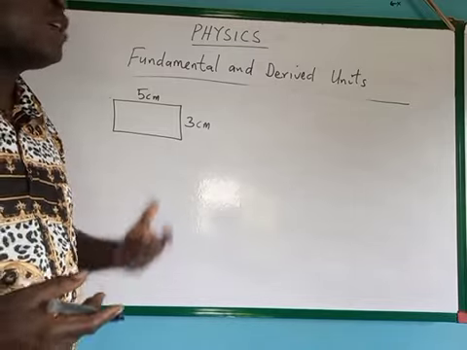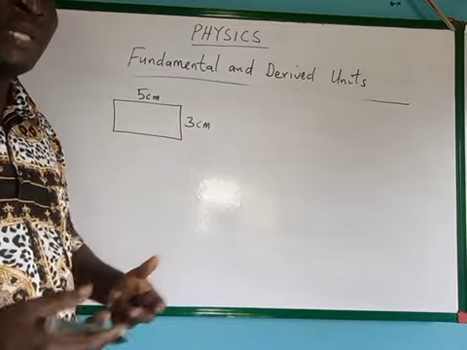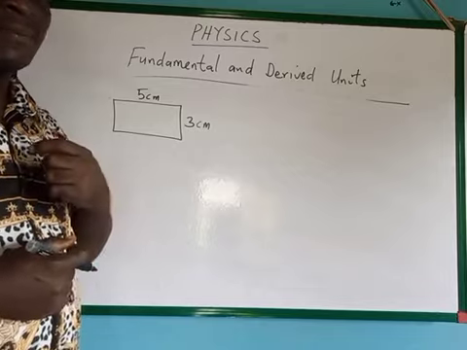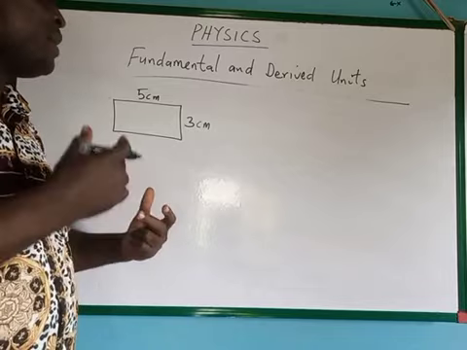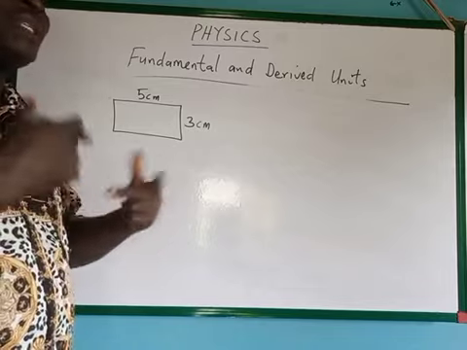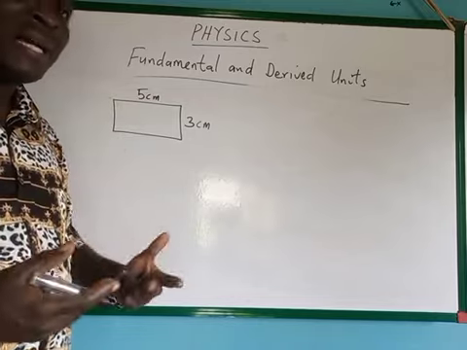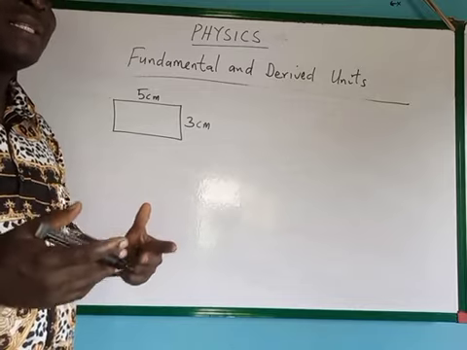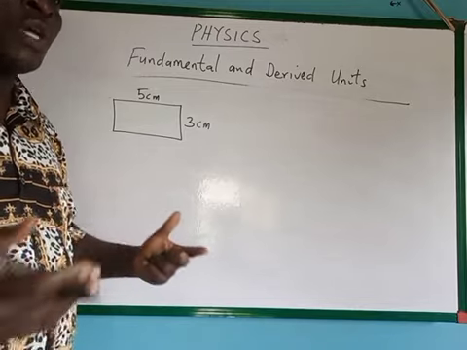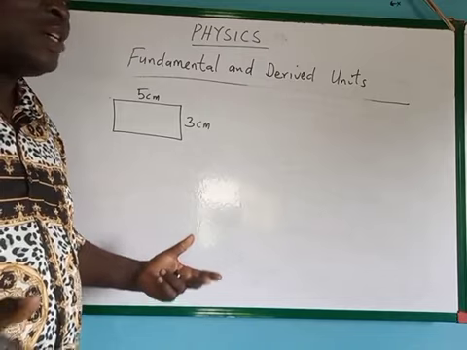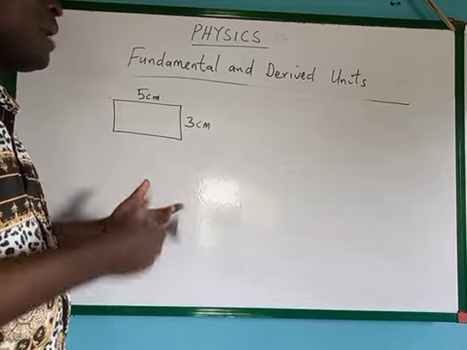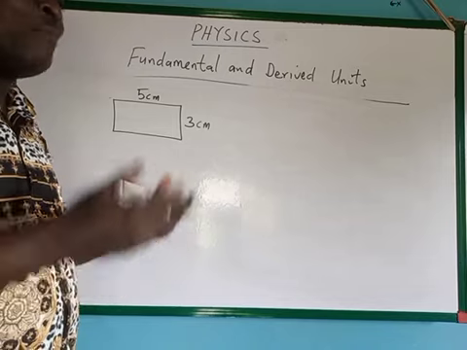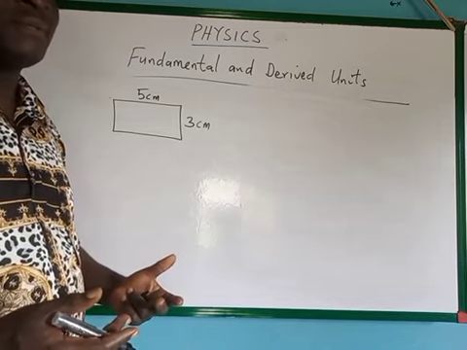In science, we call it the SI units. SI actually stands for International Standard. Because whatever I measure as 5 centimeters here should also be the same 5 centimeters in America, in the UK, in Germany, wherever. That is what makes it SI units or International Standard units. So when we are measuring or we get any value, we must attach the units.